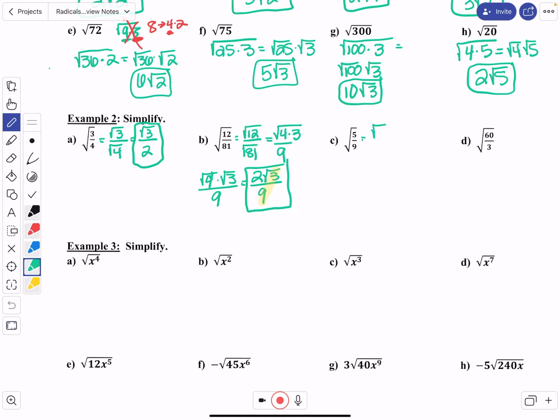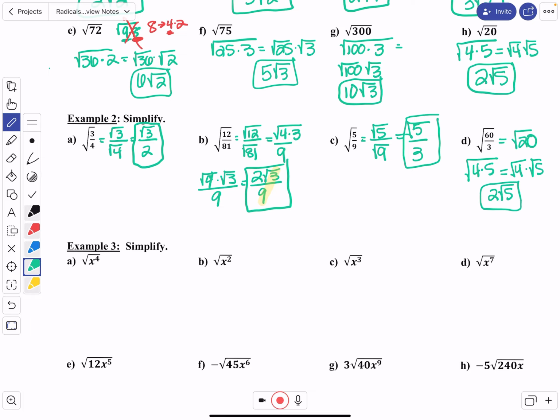All right, for C, if we separate them into 2 separate radicals here, then we'll just get the square root of 5, and the square root of 9 turns into a 3, and that's our answer. Now, on D, if we think ahead a little bit, the square root of 3 on the bottom there is not going to turn into anything. But what we can do, 60 divided by 3 is 20. And now we can reduce 20. We know that that's going to be 4 times 5 because we did it up above. Square root of 4 times square root of 5. Square root of 4 is 2, and we leave 5 in the radical.